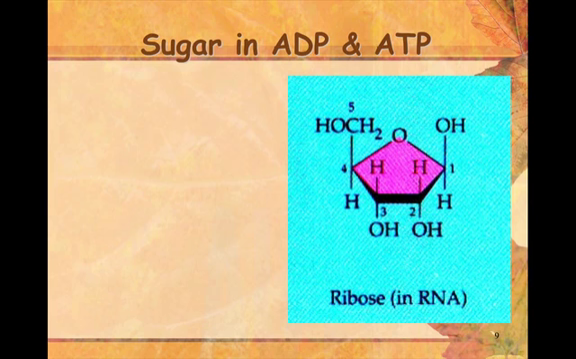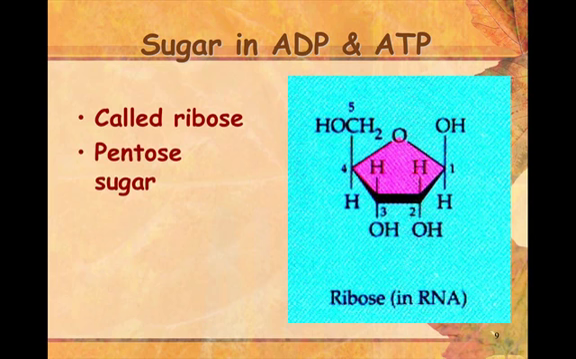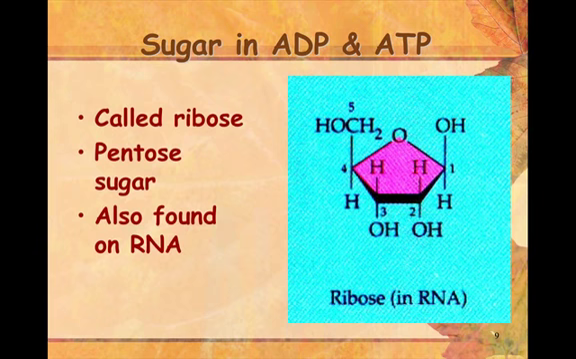The sugar in ADP and ATP is called ribose. And you'll learn more about ribose at the beginning of 3rd quarter when we talk about DNA. It is a pentose sugar, and what that means is that it has 5 carbons. 1, 2, 3, 4, 5. So it has the shape of a pentagon. It is also found in RNA. So we'll learn more about ribose and its role in RNA when we talk about DNA.